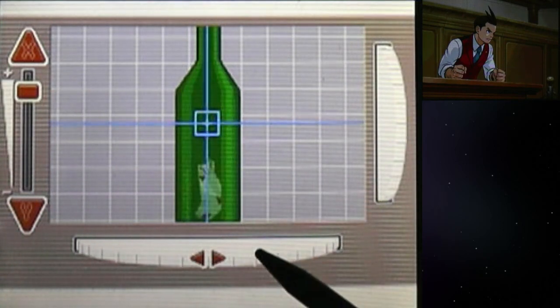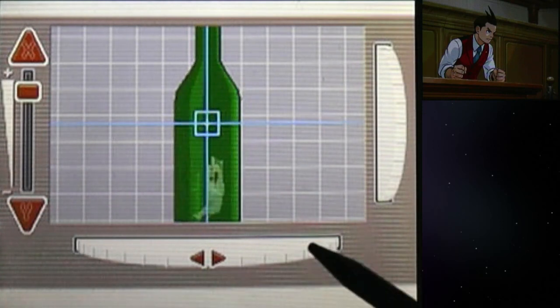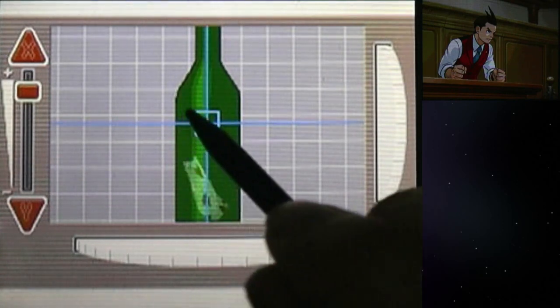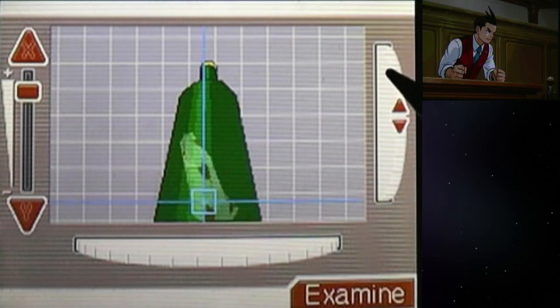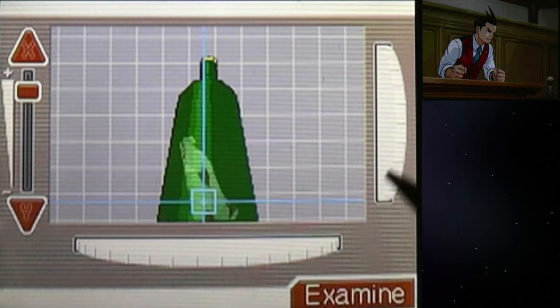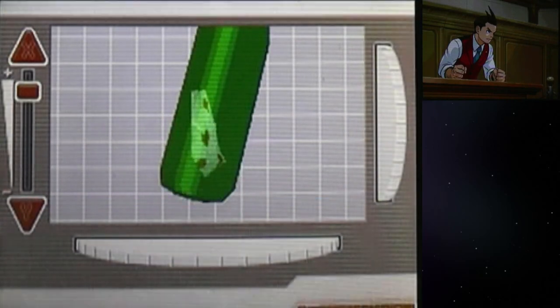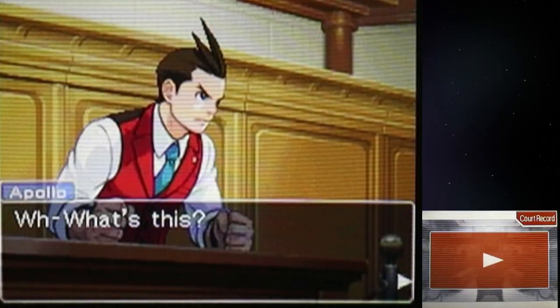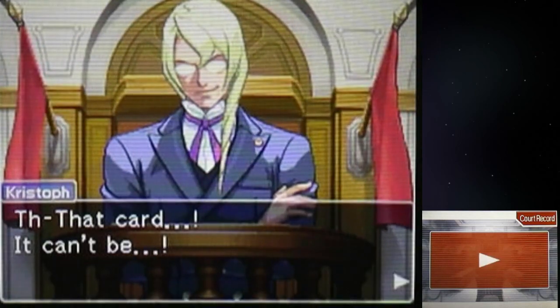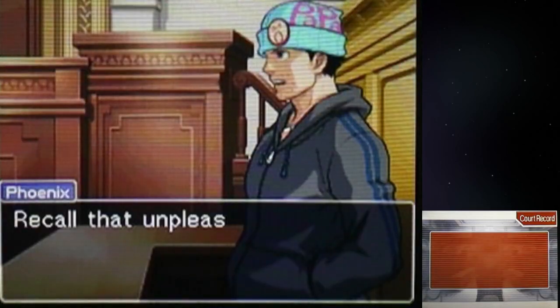There is a card on the inside. That is actually really neat how they've done that. I like it. There's something inside the bottle. Oh. You missed the entire animation of him pulling it out. God damn it. What's this? That card. It can't be.